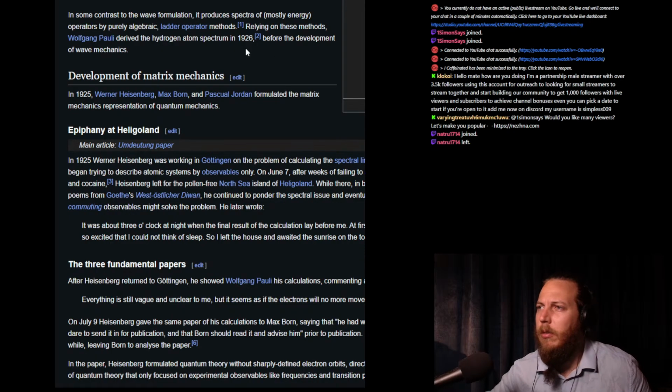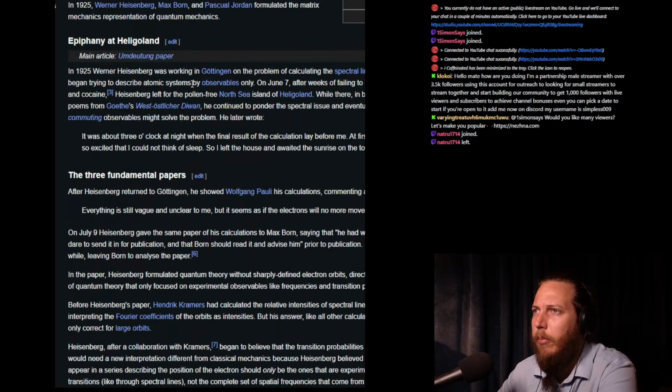Before the development of wave... Huh. Well done. Formulated the matrix representation of quantum mechanics, epiphany on Heligoland.